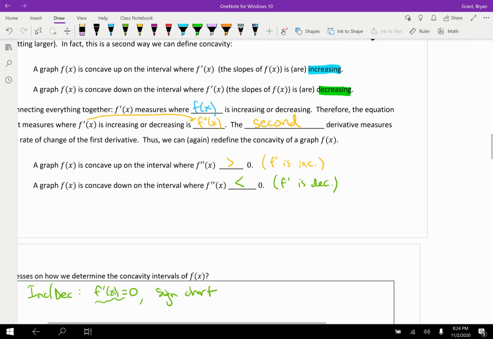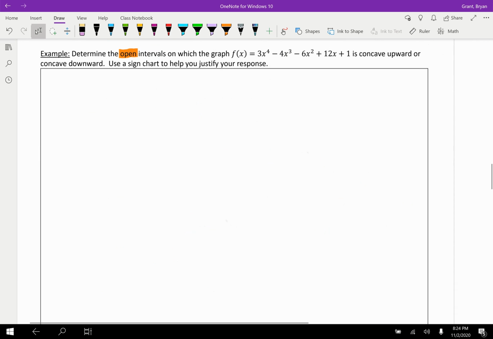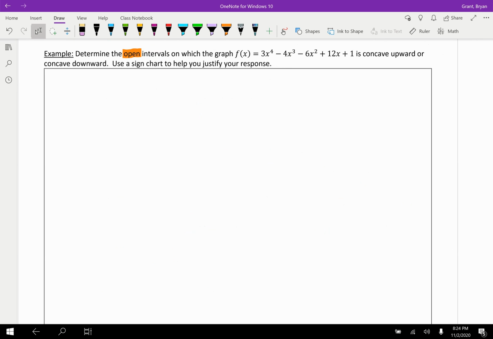So whatever you prefer, this problem says use open intervals, so I'll use parentheses. Determine the open intervals on which this graph is concave up and concave down. Use a sign chart to help you justify. Well, that is kind of a lie because we can't actually reference a sign chart, but it still can help us phrase our justification. So let's rock and roll.